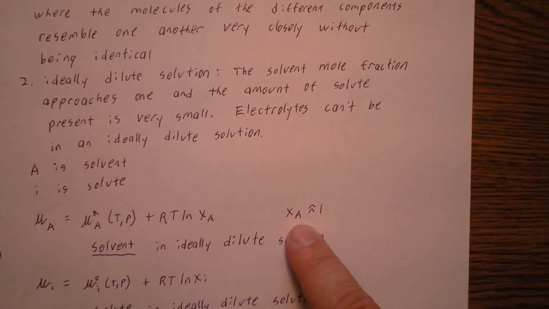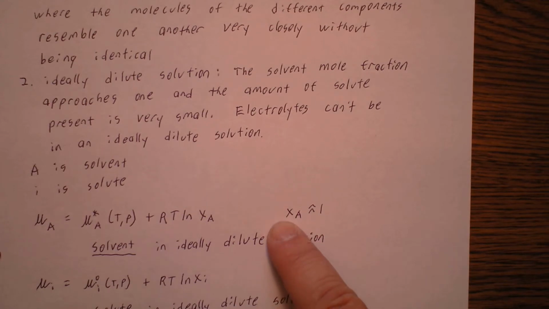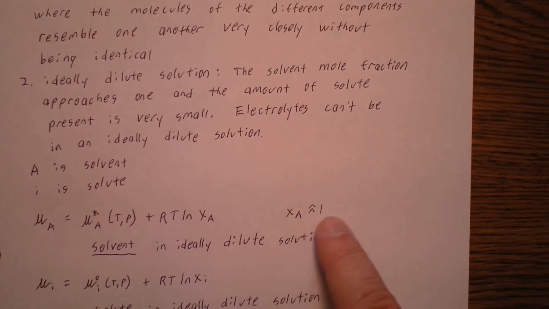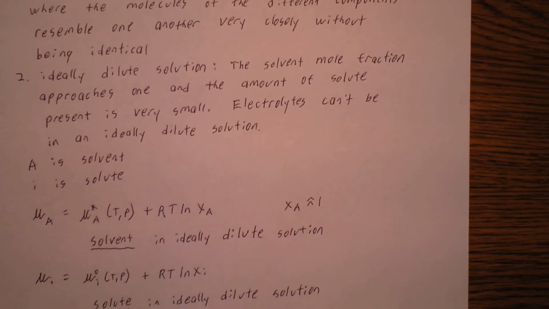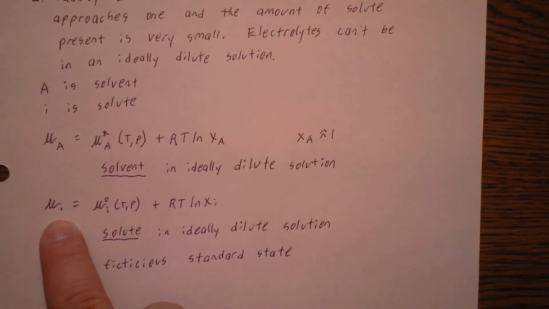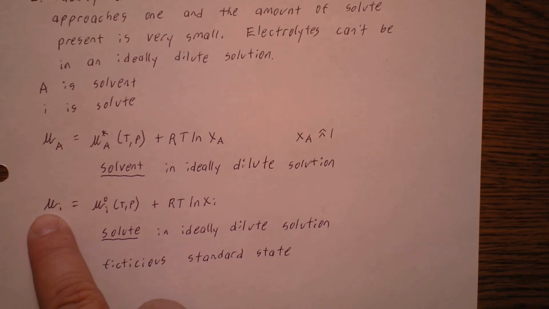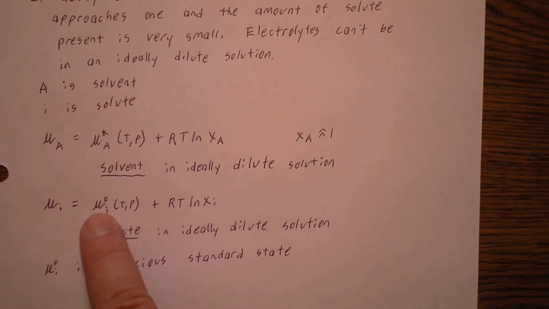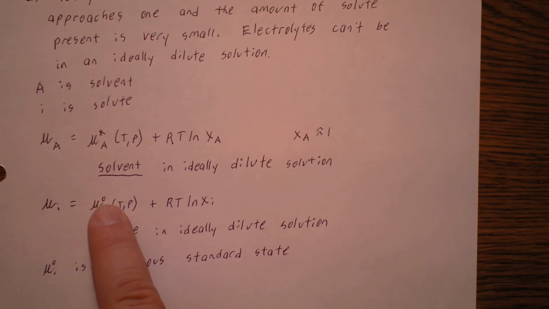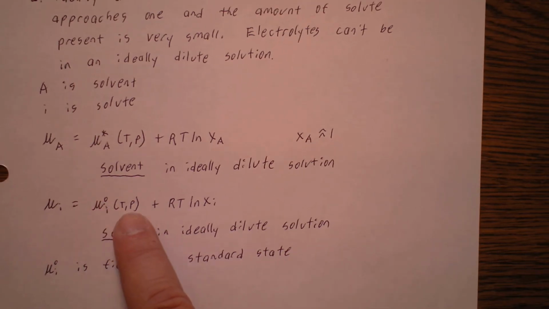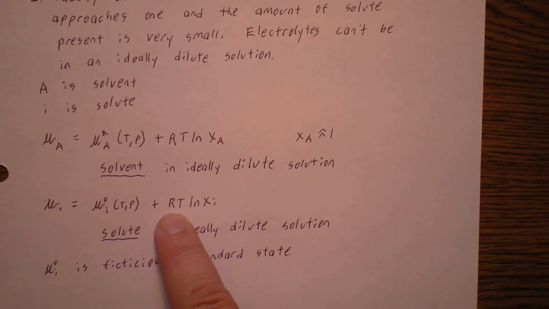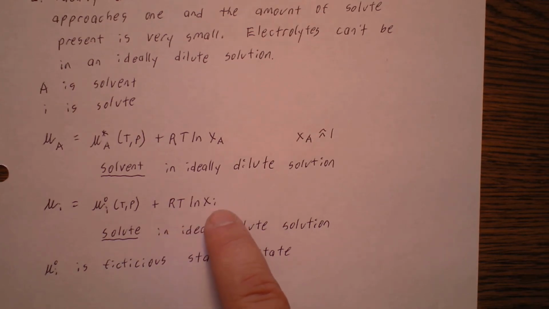And remember, since we're talking about an ideally dilute solution, the mole fraction of the substance A, the solvent, is roughly equal to 1. And then for the solute, subscript i, the chemical potential of the solute is equal to the chemical potential of the solute i in its pure state at temperature and pressure, plus the gas constant R times absolute temperature times the natural log of the mole fraction of the solute.